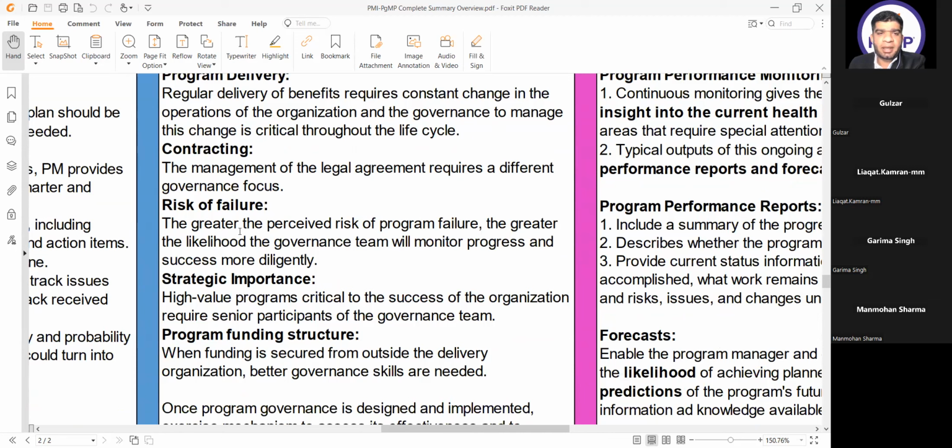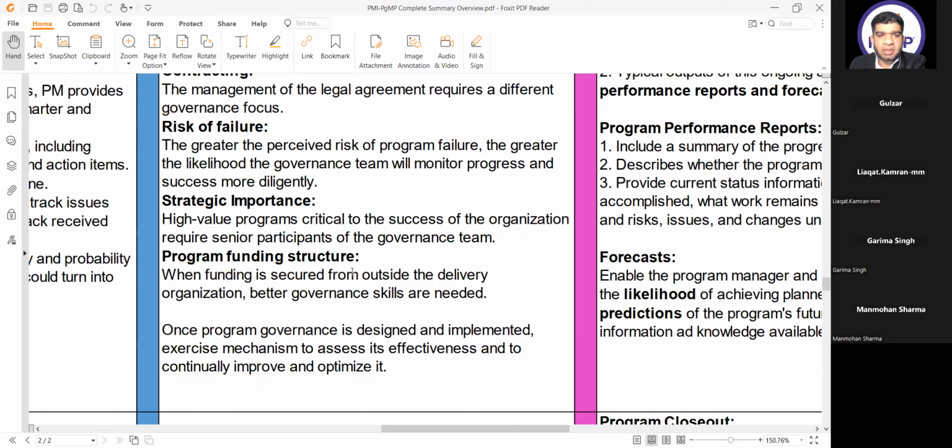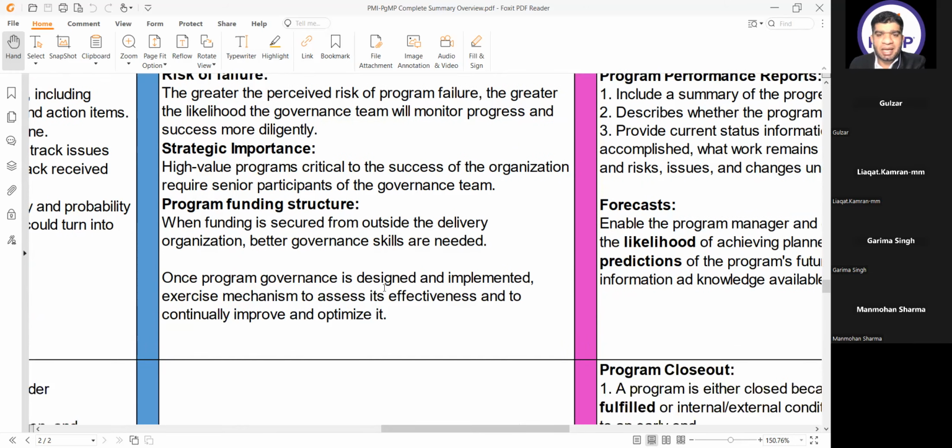Risk of failure. The greater the perceived risk of program failure, the greater the likelihood the governance team will monitor progress and success more diligently. Strategic importance. High value programs critical to the success of the organization require senior participants of the governance team. Program funding structure. When funding is secured from outside the delivery organization, better governance skills are needed. Once program governance is designed and implemented, exercise mechanisms to assess its effectiveness and to continually improve and optimize it. With the passage of the program, we have to optimize and improve it.